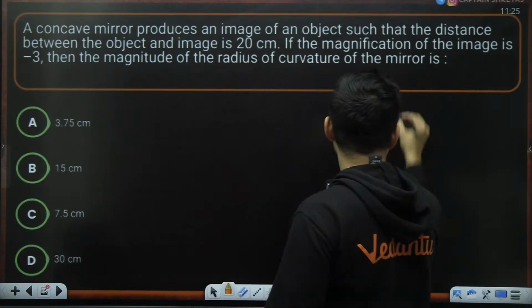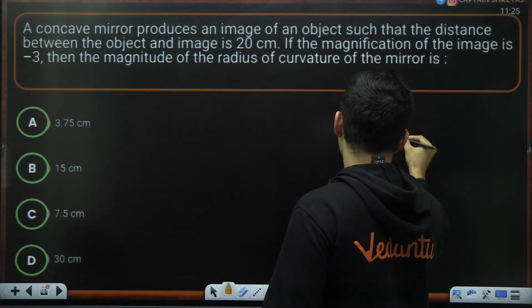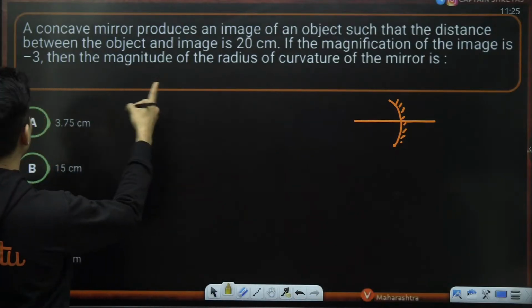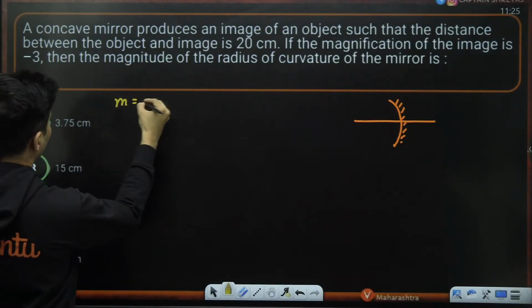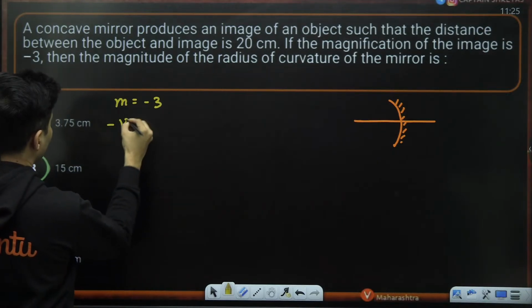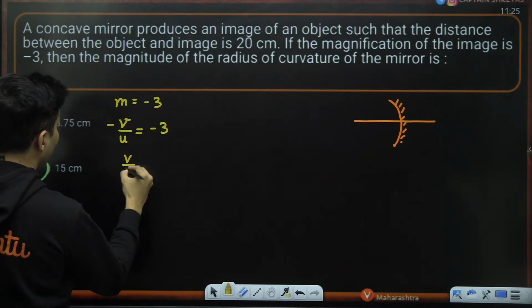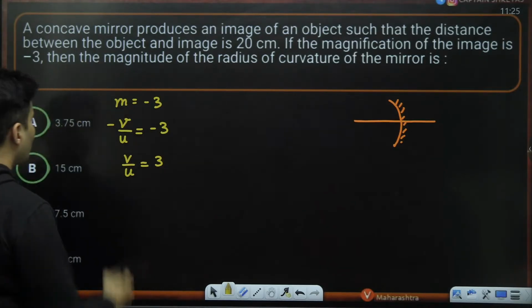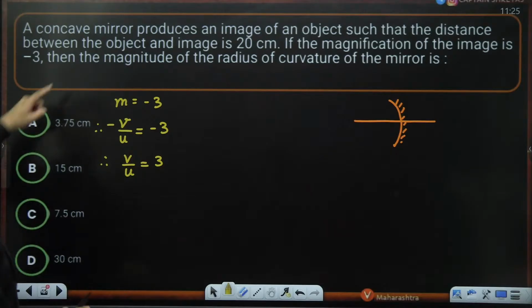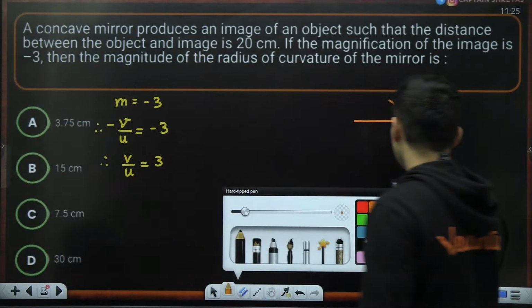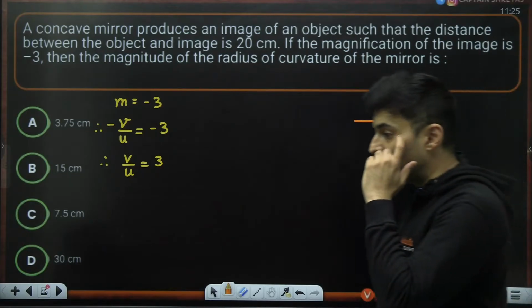So we have a concave mirror, and the magnification produced is given to be -3. The magnification formula is minus v by u, which is nothing but -3. So v by u is basically 3. But the distance between the object and image is also given to be 20.